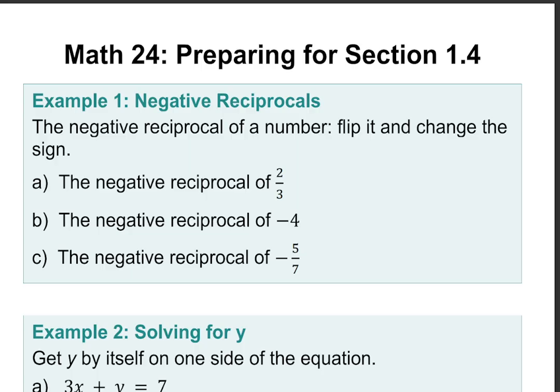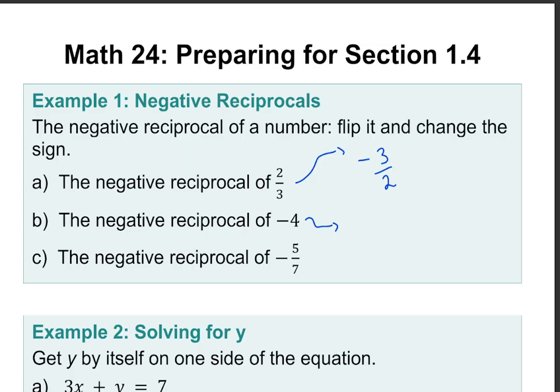So a reciprocal is when you flip a fraction. So the reciprocal of something like 2/3 is 3/2. And to put, say, the negative reciprocal is to put a negative in front of that. So the negative reciprocal of 2/3 is -3/2.